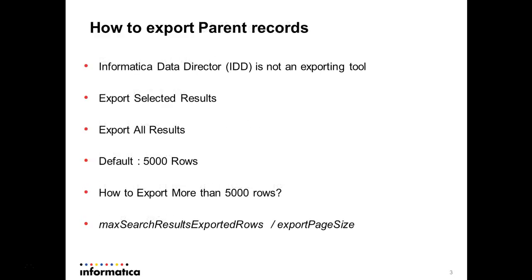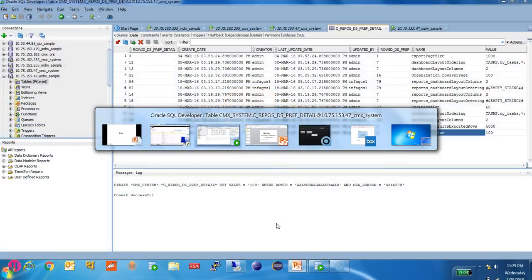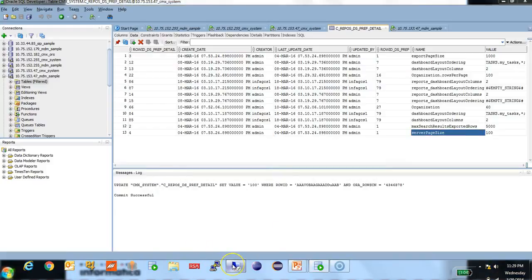There are two parameters for changing the default 5,000 rows for exporting parent records: max search result exported rows and export page size. You can provide the value for these in the CRepos DSPref detail table. All the information on how to insert these values into the CRepos DSPref detail table is available in the IDD implementation guide. Let's quickly have a demo on how we do an export.